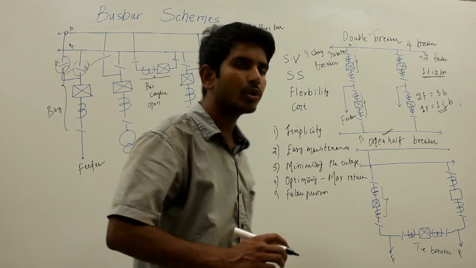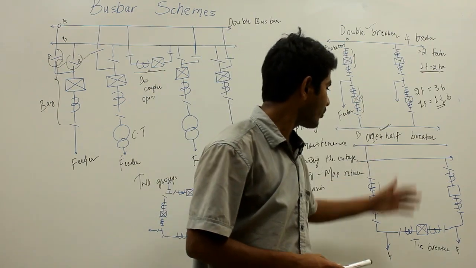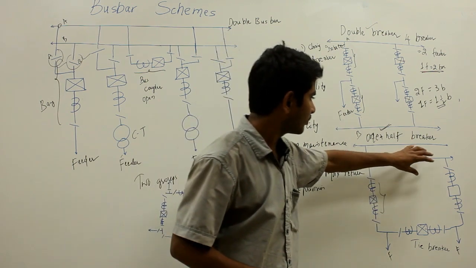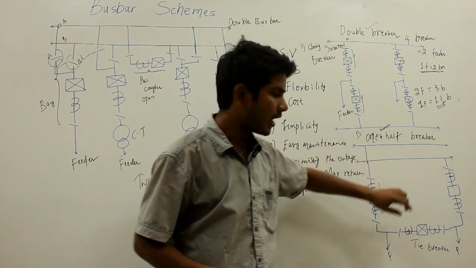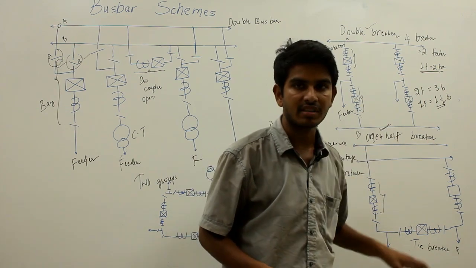Now let us move to the main and transfer bus system. Actually, the advantage of this 1.5 breaker scheme is that any faulty bus can be cleared instantly, and the interruption of feeders can be avoided by this 1.5 breaker bus scheme.